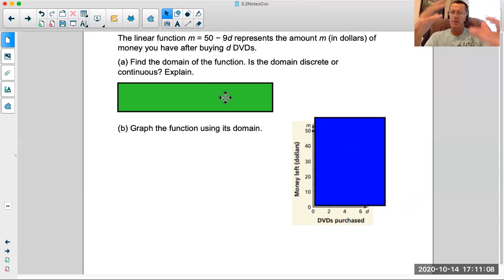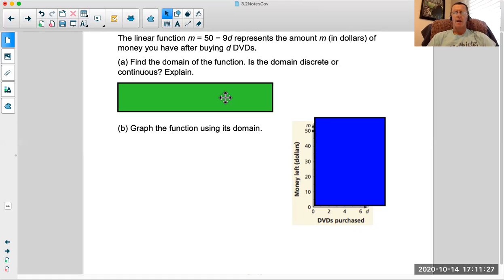Notice how I'm going through these questions. I'm really analyzing everything that's said there and making sure I really understand the question before I move on. That's what you should be doing. Okay, A, find the domain of the function. Is the domain discrete or continuous? Okay, how are we going to do this? Well, is it discrete or continuous?